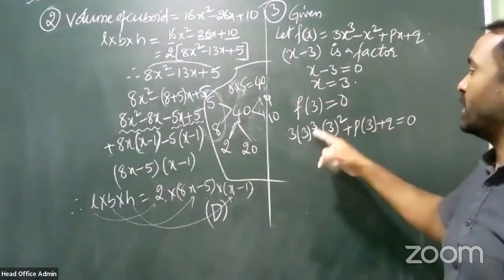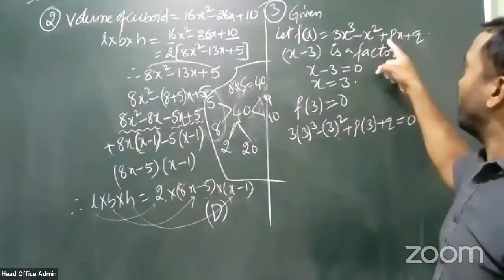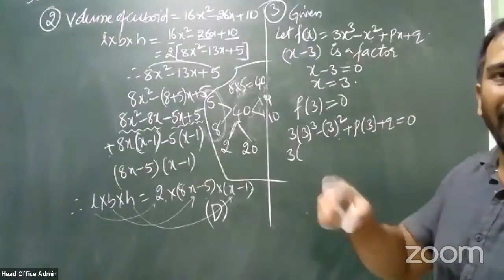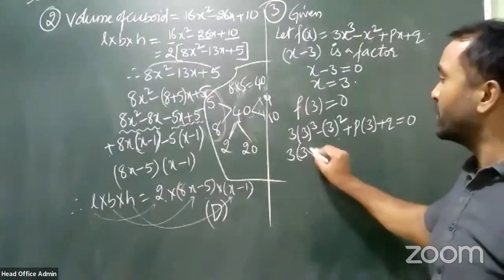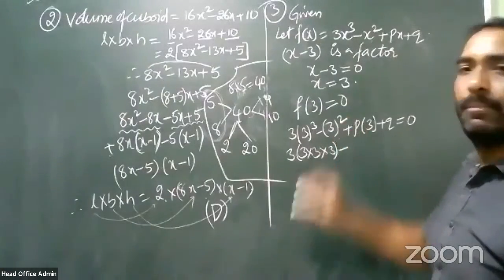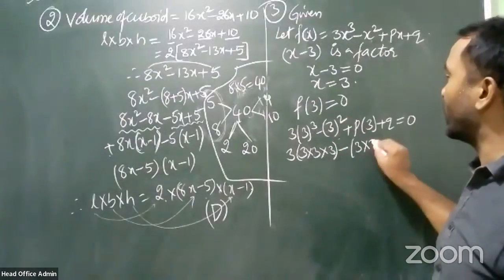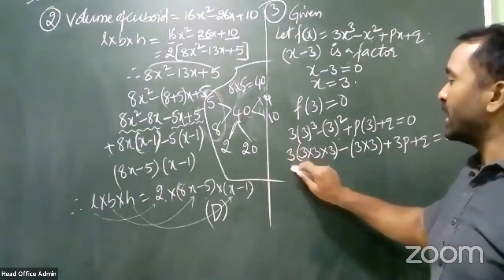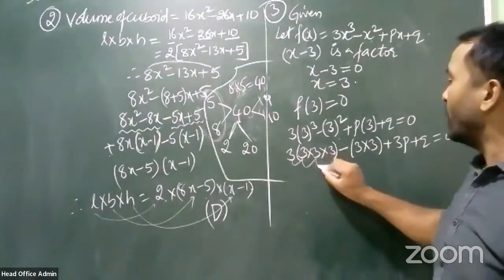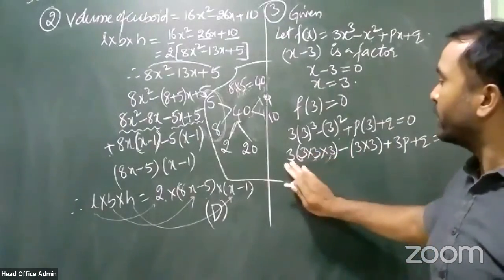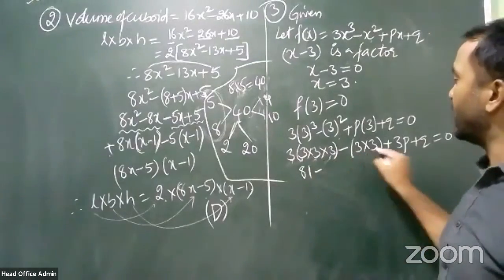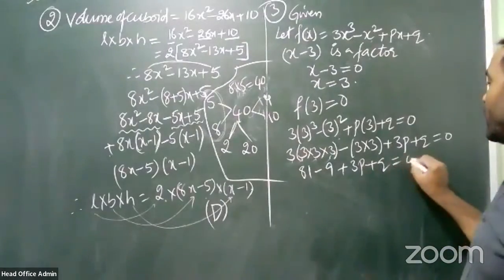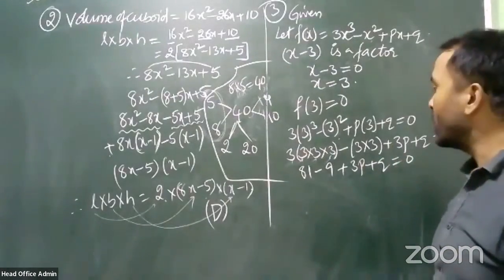Now 3 into 3 cube minus 3 square plus p into 3 plus q equals 0. In place of x, 3 cube minus 3 square plus p into 3 plus q equals 0. Now 3 into 3 cube is nothing but 3 into 3 into 3 into 3, 3 must be written 3 times. 3 into 3 into 3 minus 3 square is nothing but 3 into 3, plus 3p plus q equals 0. Now 3 3s are 9, 9 3s are 27, 27 3s are 81. Are you following? 81 minus 3 3s are 9, plus this 3p plus q equals 0.